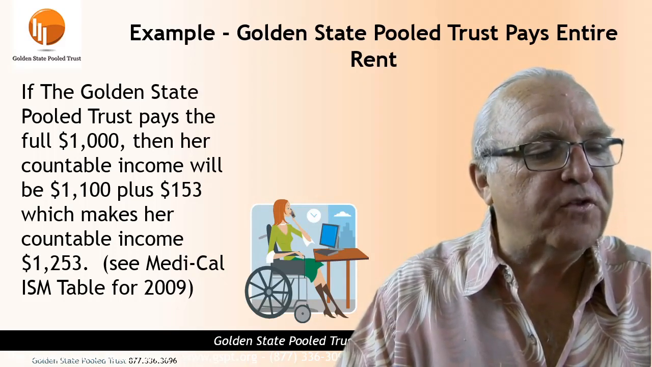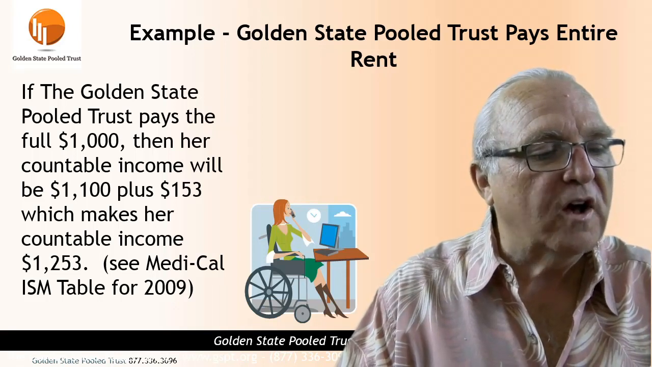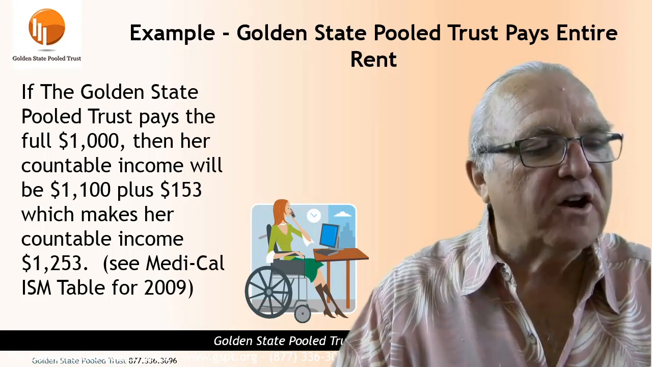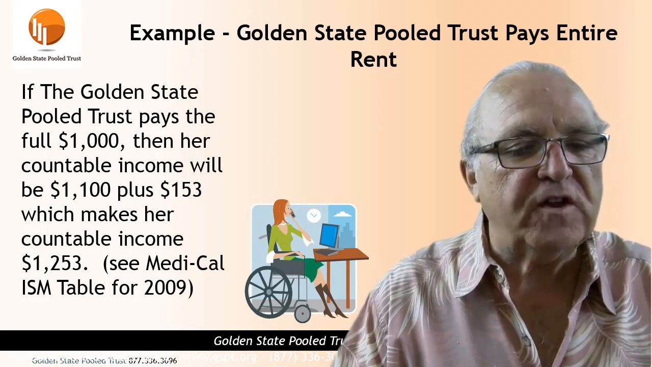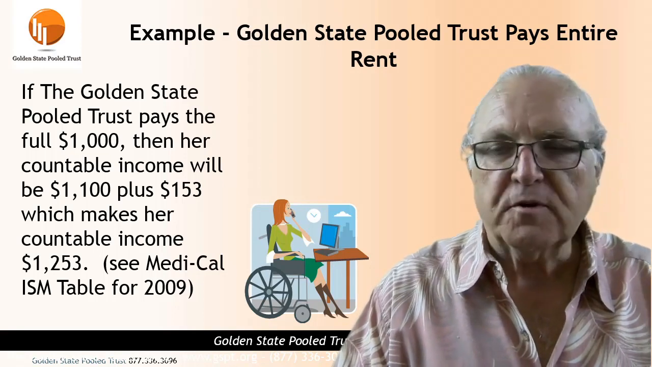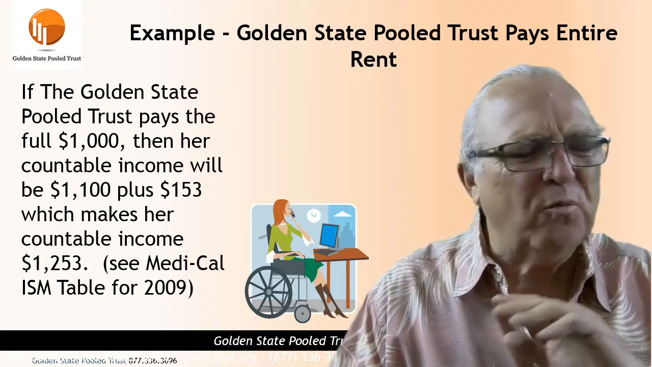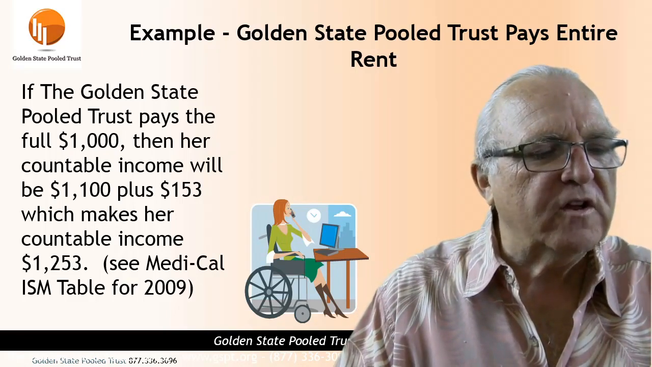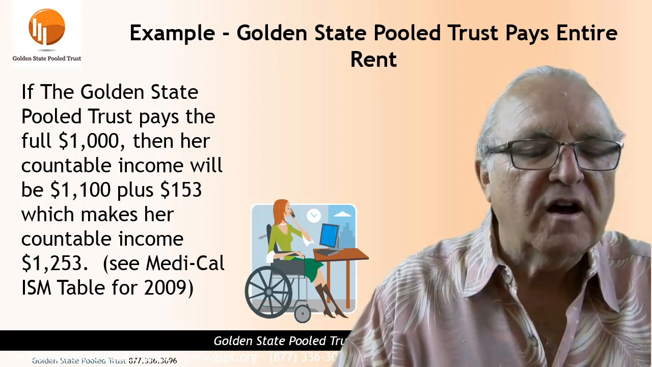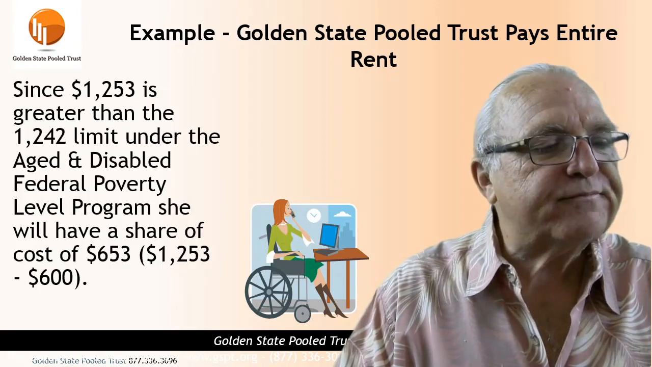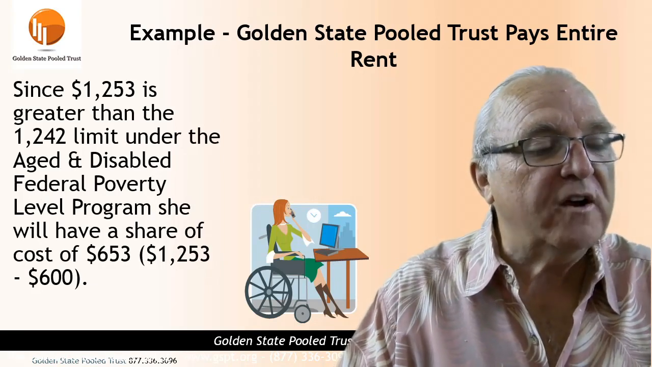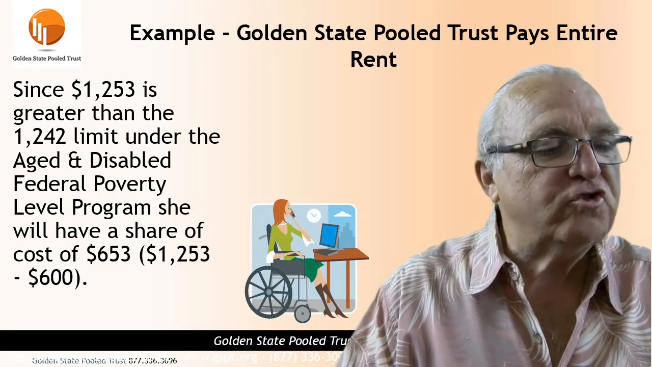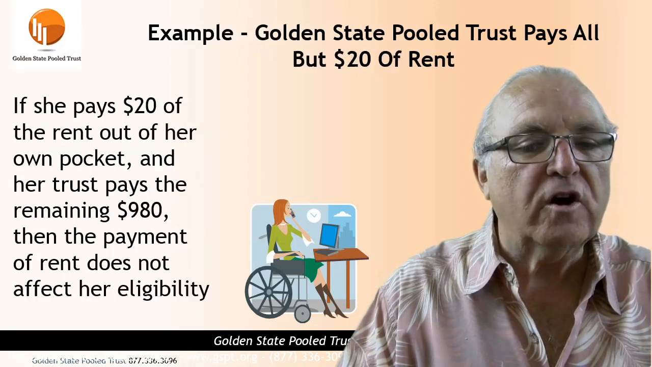$1,150 plus $153, which would be a total of $1,253 here of countable income, because they added the $153 to her countable income. By the way, these numbers have not changed in well over a decade, so even though those dollars are fairly old, and the table is 2009, a decade ago, those numbers are still good. Since $1,253 is greater than $1,242 here, this would kick her into share of cost, which is where we don't want to go.